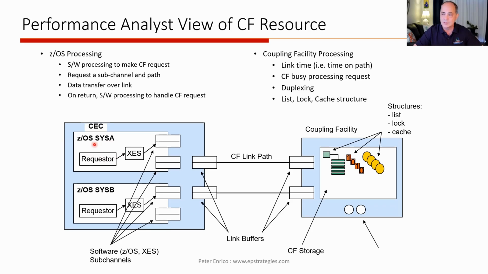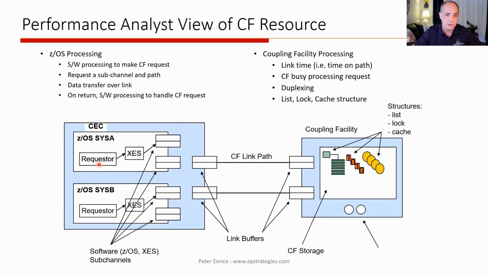So on the left-hand side here, we have our z/OS systems, and on the z/OS systems, you're going to have a requester. A requester is something that's going to be exploiting a coupling facility structure. A requester could be DB2, it could be XCF, it could be RACF, there are so many things that exploit coupling facilities. So you're going to have these requesters, and it's the requester that is actually making the request to the coupling facility.